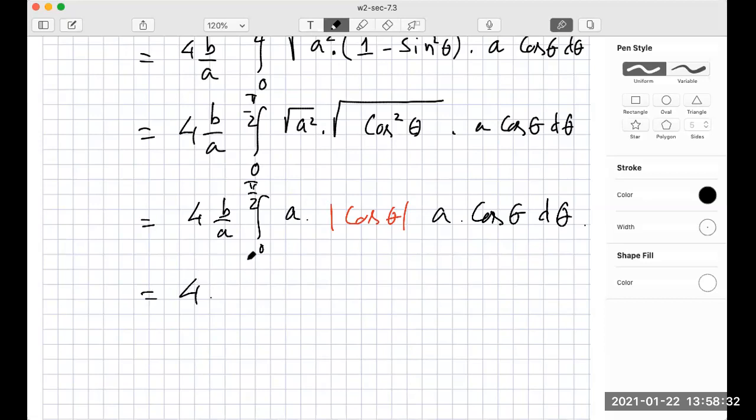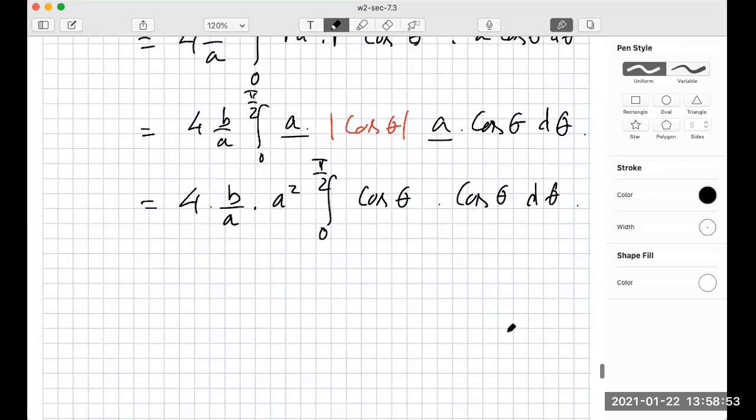Therefore, it will be 4. And the constant here, we can take it out of the integral, right? Would be b over a times a squared, integral from 0 to pi over 2 here, cosine squared theta d theta. Okay. 4. And can we simplify this guy? Yes. 4ba. You comfortable with that? Okay.